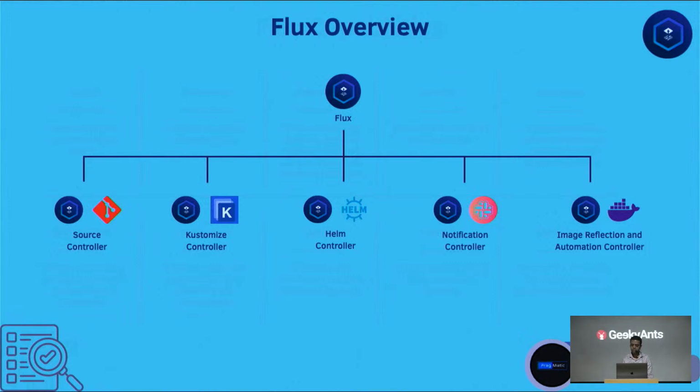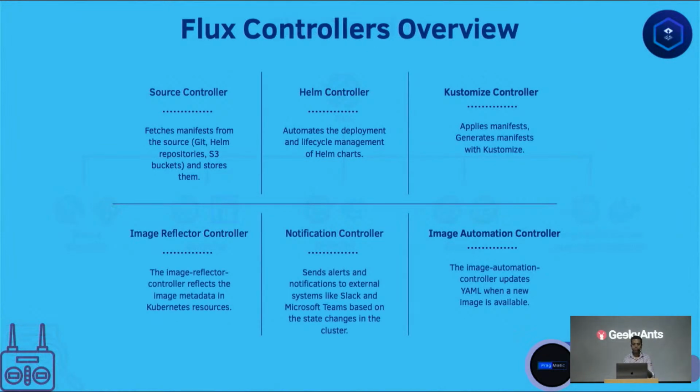Now, the last bit is the image reflector and automation controller. These two controllers are the ones which manage container images. So when you push something into a Docker registry like ECR or Azure Container Registry, these two controllers will take that image tag and apply it to your YAML file, which is stored in the Git repo. So this is the overview of all the controllers which I was just describing.